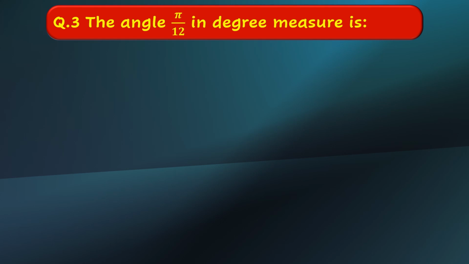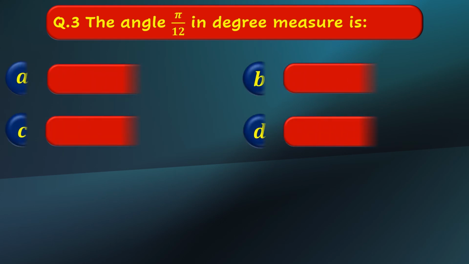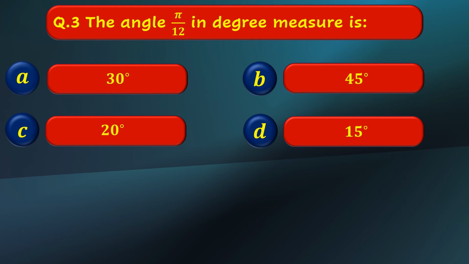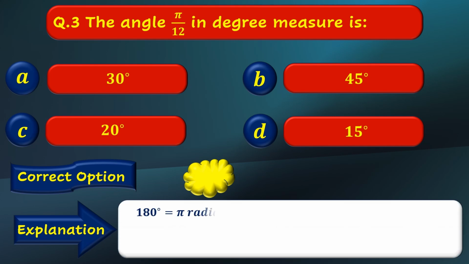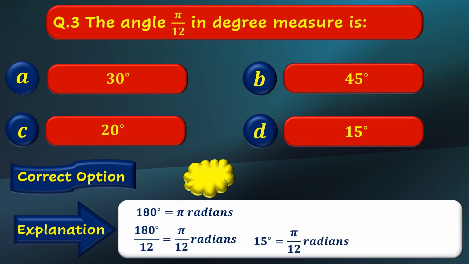The angle pi by 12 in degree measure is, and the options are. Let's find out which one is the correct option. But before that, let's explain it. We know that 180 degrees are equal to pi radians. Now we need pi by 12, so we divide this expression by 12. On dividing both sides by 12, we get pi by 12 radians is equal to 15 degree. Therefore, the correct option is option D.